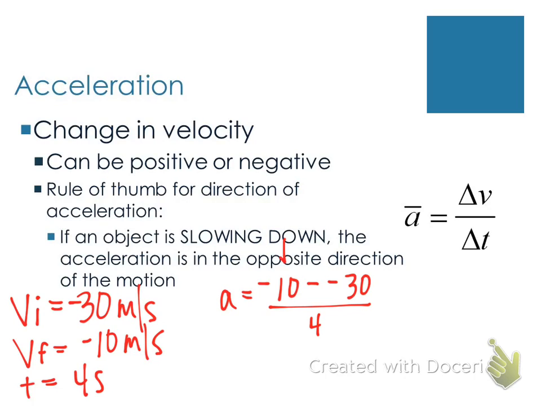Okay, final velocity minus initial velocity. How are we going to know which one's final and which one's initial? The way it's worded, the word problem will tell you. Okay. So when we have two negatives next to each other, we add them together, which gives me 20 over 4, which gives me a positive 5 meters per second squared. Okay, so we had negative velocities but a positive acceleration when we slow down.